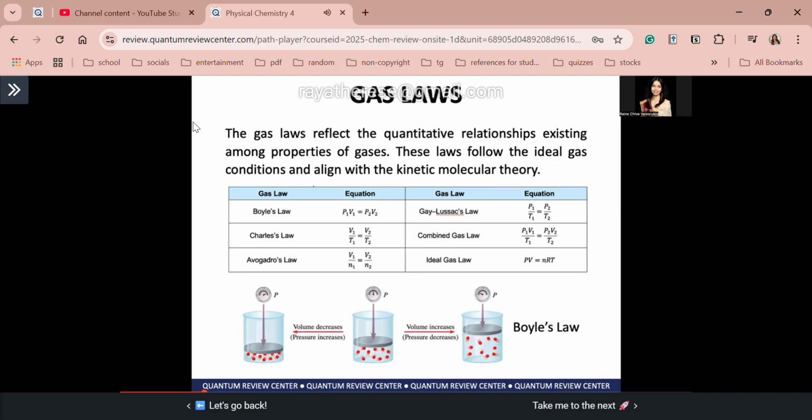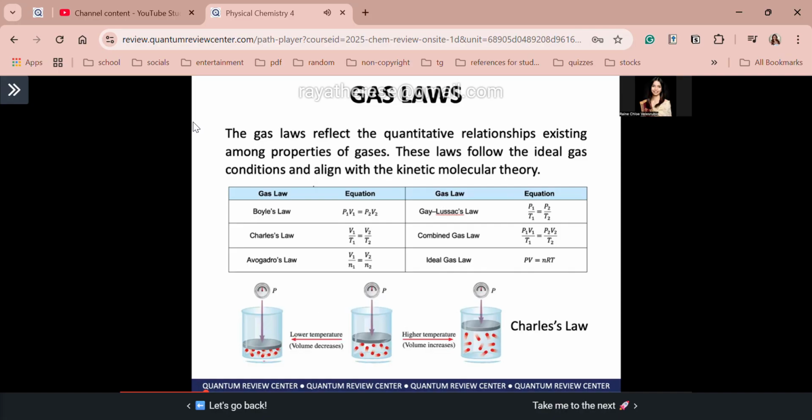First, for Boyle's law, the equation is P1V1 equals P2V2. As the volume decreases, pressure increases, and as volume increases, pressure decreases. Okay? And for Charles's law, the equation is V1 over T1 equals V2 over T2. It implies that as we lower the temperature, the volume also decreases. If we increase the temperature, the volume also increases.